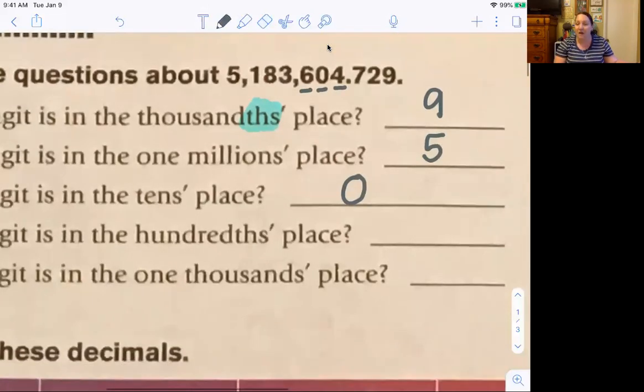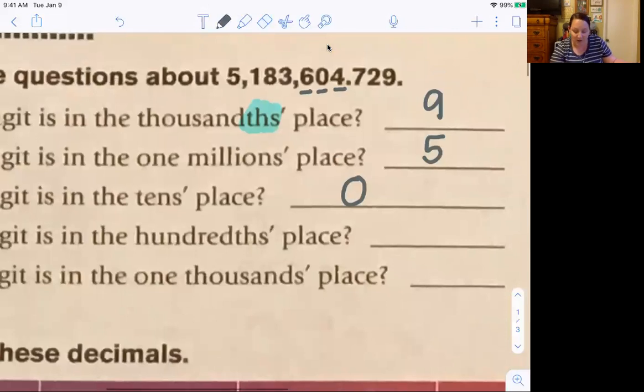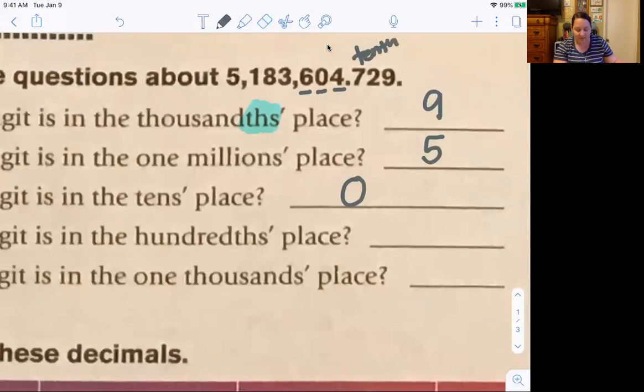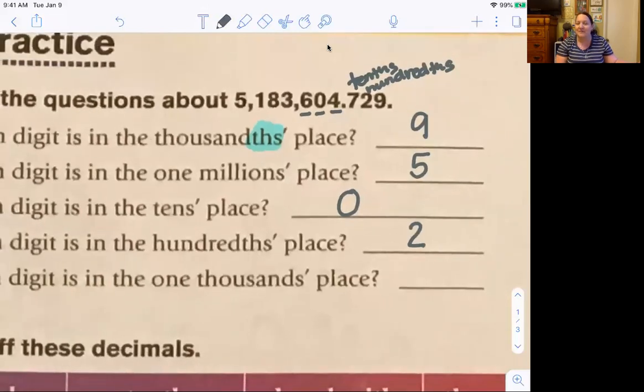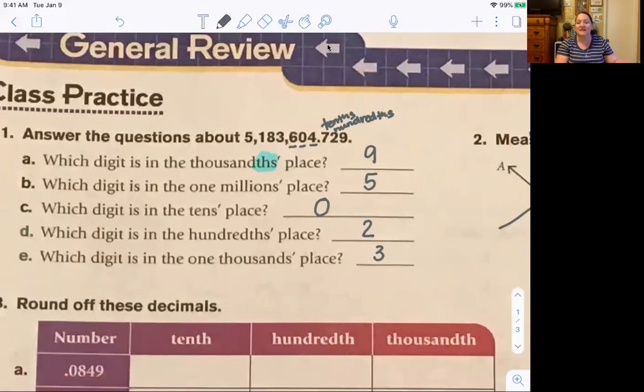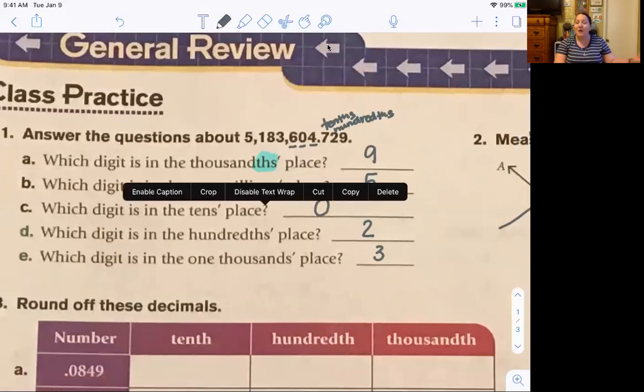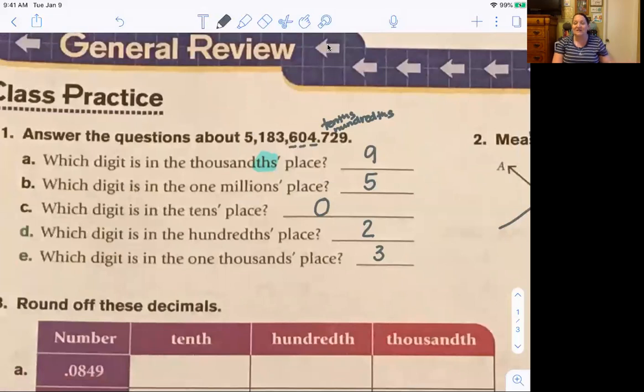How about in the hundredths place? Remember, going to the right from the decimal is tenths, hundredths. It just gave us the answer. And we've already gotten thousands. So what number's in the hundredths place? A 2. And what number is in the thousandths place? A 3. I love that kind of review because it's stuff that we did at the beginning of the year, but it's still really important things that we need to know.